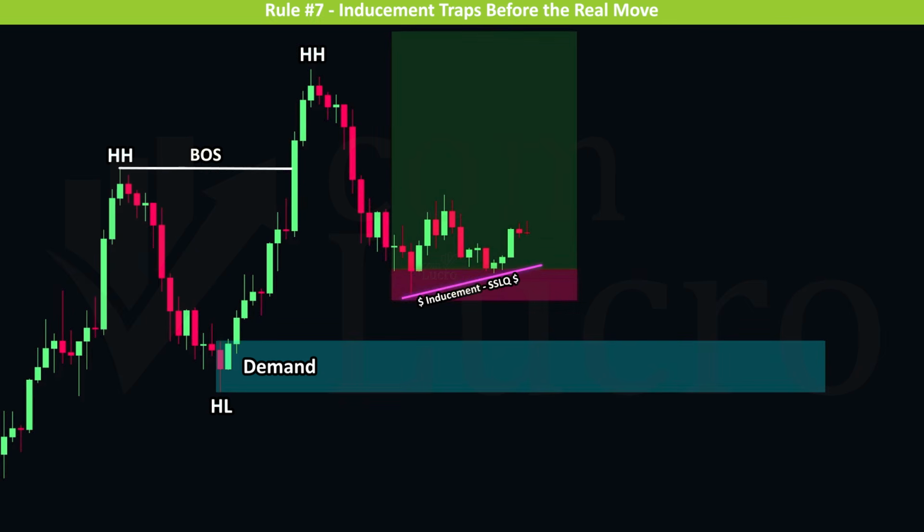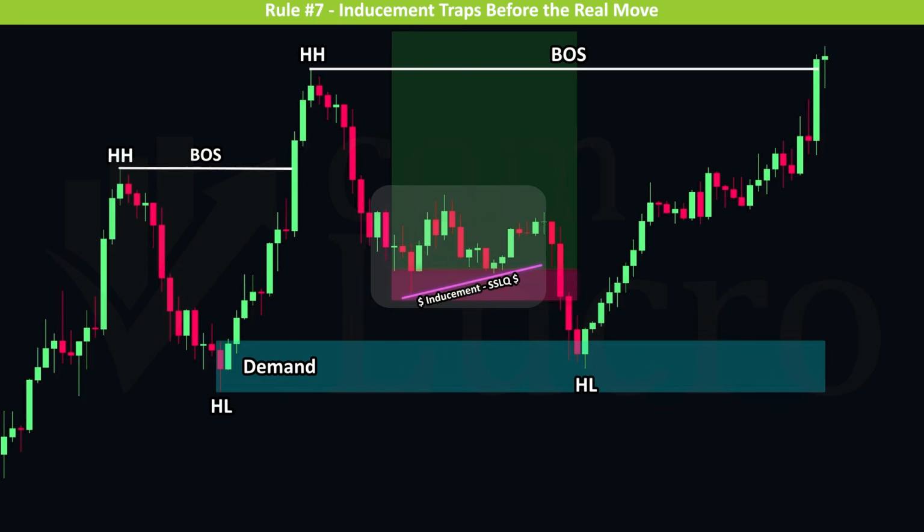Early buyers step in and place their stop losses just below that low. Price then dips slightly below the low, sweeps those stops, and immediately reverses with strong momentum. This is the inducement move. Why does this occur? Institutions need liquidity to fill large orders without causing excessive slippage. That is why price often reacts so aggressively after inducement.